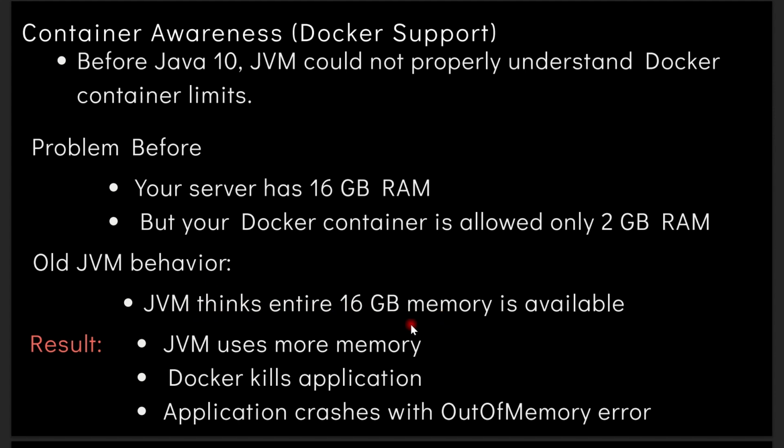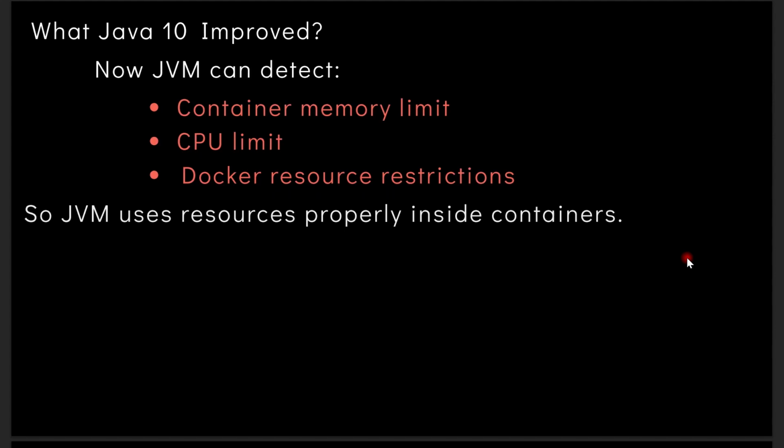So by using the entire memory, the problem was the JVM uses more memory and Docker kills the application, so it crashes. Let's say when the application will crash: if you are loading so many objects into your memory, it will throw StackOverflowError and OutOfMemoryError. These are the causes that kill your application. So what did Java 10 solve here? Java 10 improved container memory limit and CPU limit and Docker resource restrictions. So the JVM uses resources properly inside your container, and your app will work smoothly.